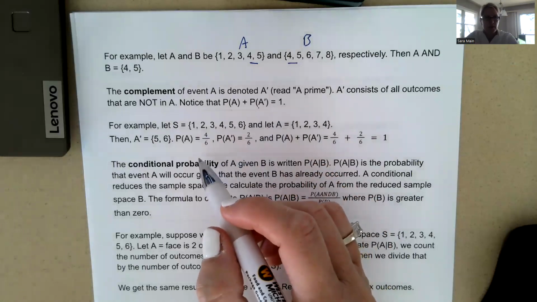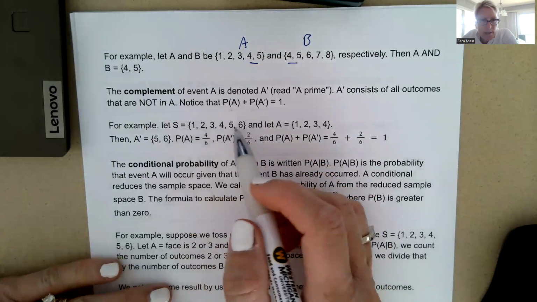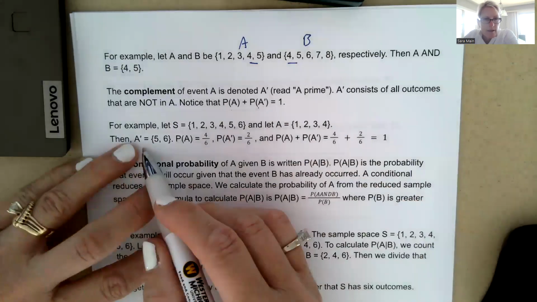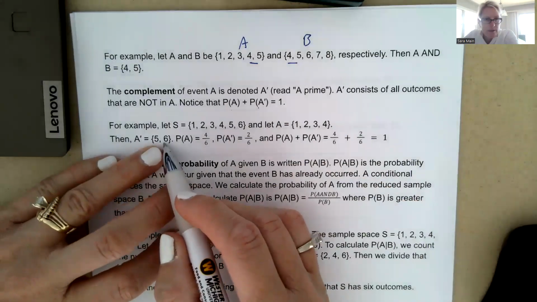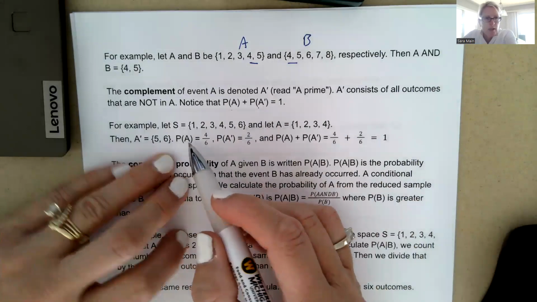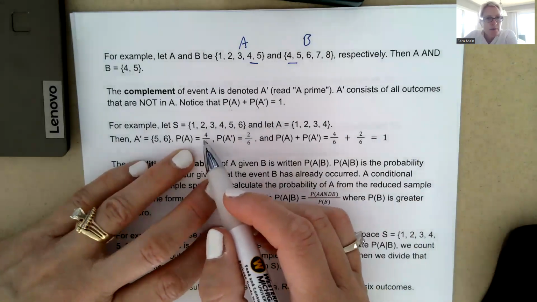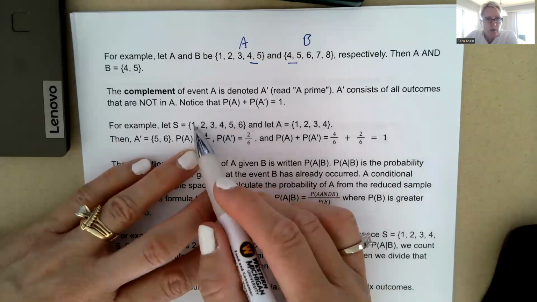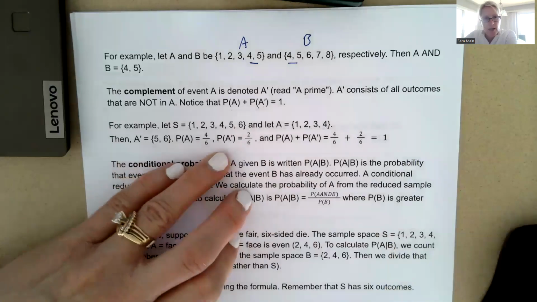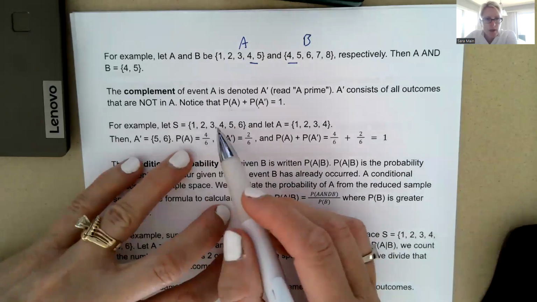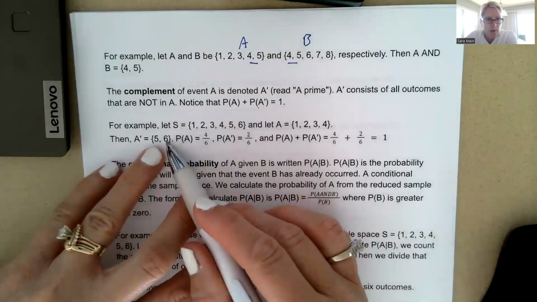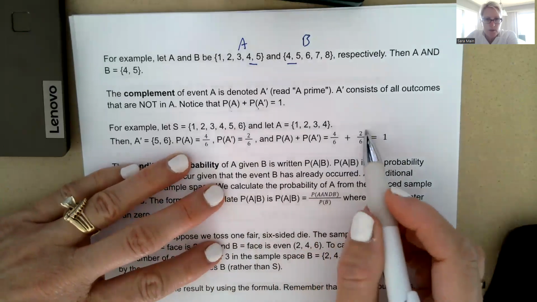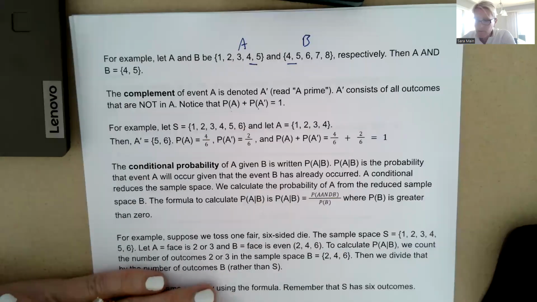So let's look at an example here. S is a set of 1 through 6, and let A equal the set of 1 through 4. Then the complement of A would be 5 and 6. They're not in A. The probability of A is 4 out of 6. So A is a subset of S. The probability of A prime is 2 out of the 6. A is 1 through 4, and A prime is 5 and 6. The probability of A plus the probability of A prime is 4/6 plus 2/6 equals 1.